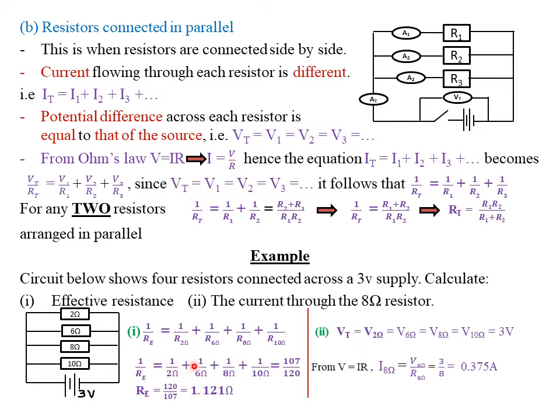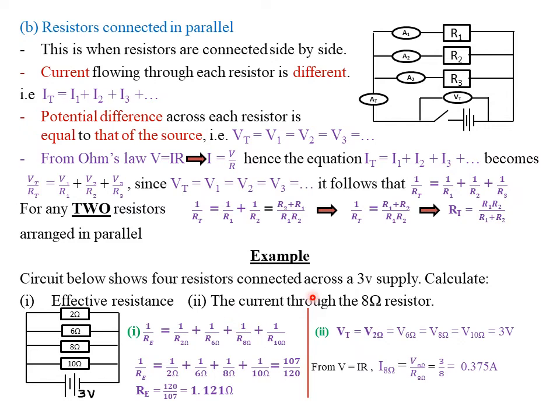So if you perform this summation, you will get 107 over 120. Then if I take reciprocals on both sides, that is, if 1 over R effective is equal to 107 over 120, then R effective over 1 is equal to the reciprocal of 107 over 120, which is 120 over 107, which will give us 1.121 ohm, correct to 4 significant figures.